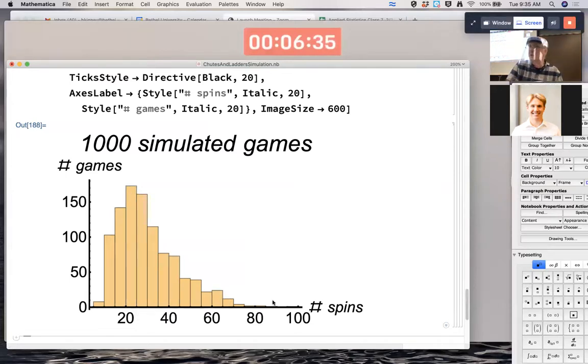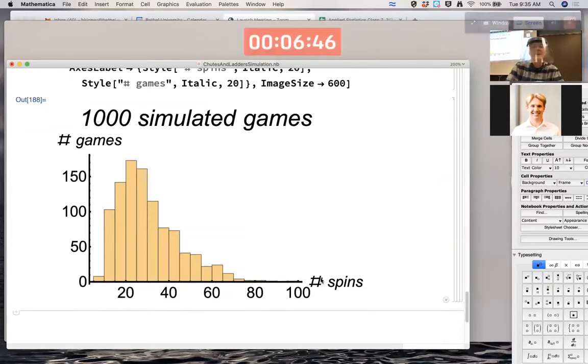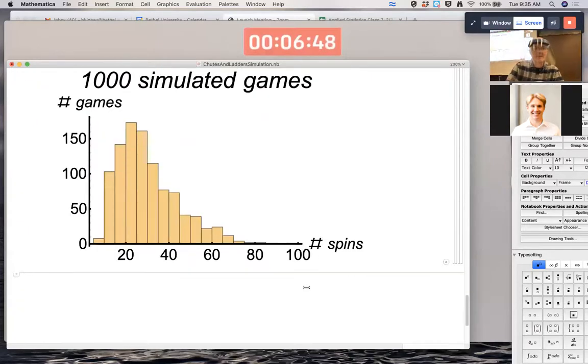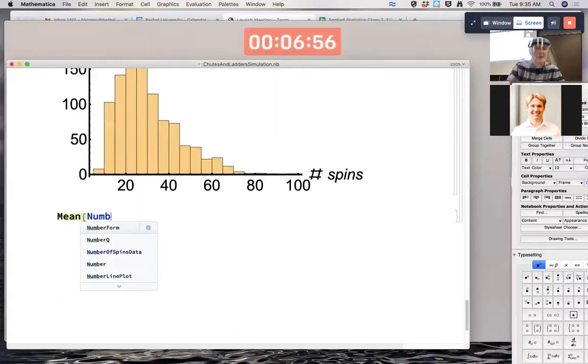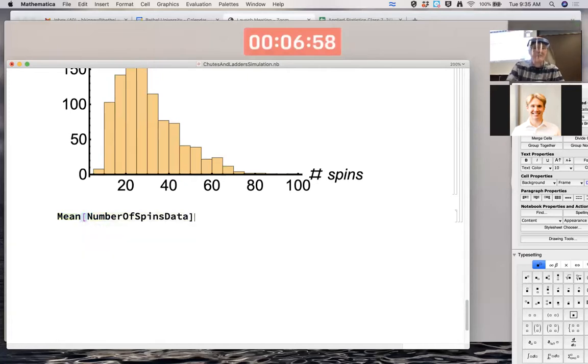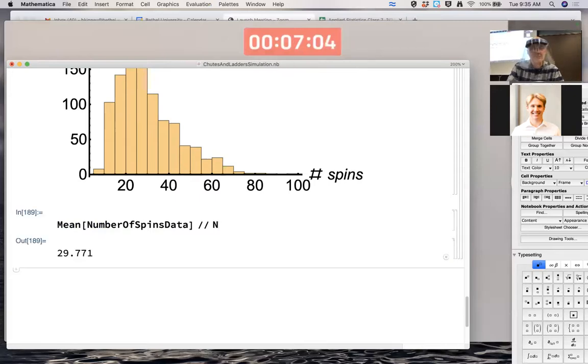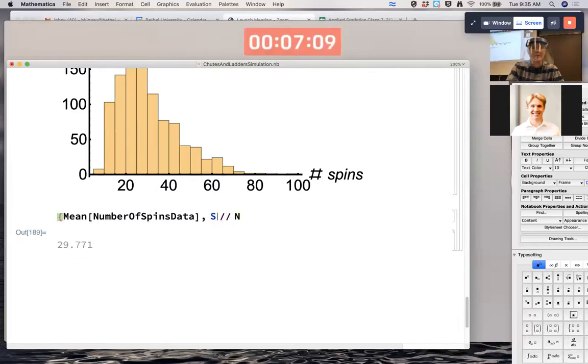But this does have ultimately a long right tail. It's a skewed distribution. So we should expect the mean, the average, to be bigger than 20 to 25. And if we go ahead and calculate it here, well, let's see. Using mean, these data I labeled number of spins data. It should be in the ballpark we've seen of 29 to 30 or so. Yeah, 29.771. We could also do the standard deviation of the number of spins data.